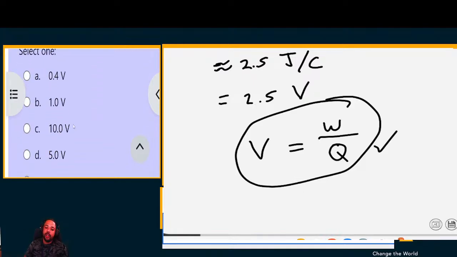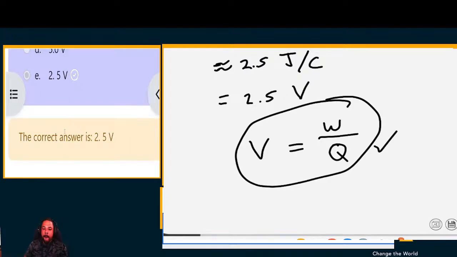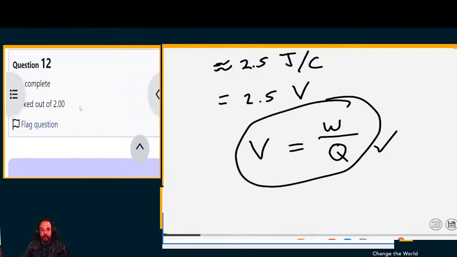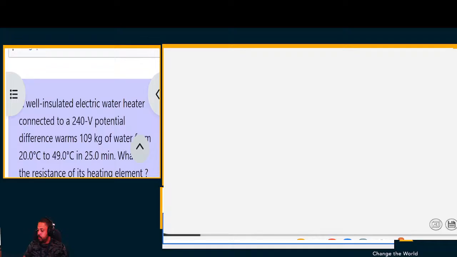And let's just check here. They give us some options. We've calculated it is 2.5. We can check. And the correct answer is 2.5. Question number 12. Like I said before, don't worry about the question numbering, worry about the content of the question. Number 12.